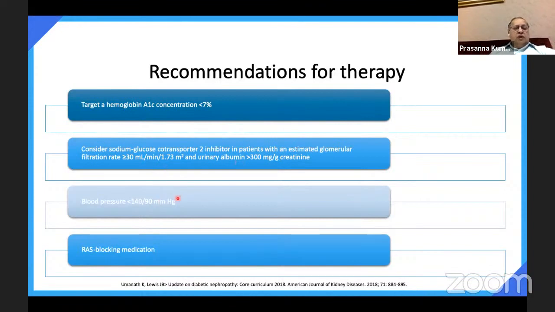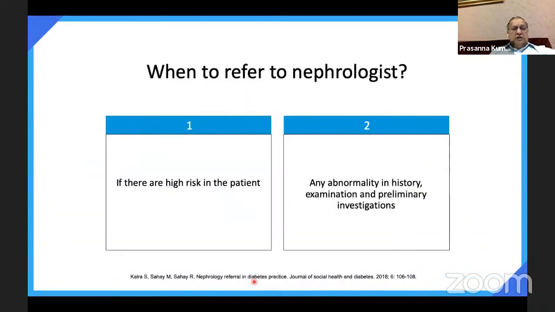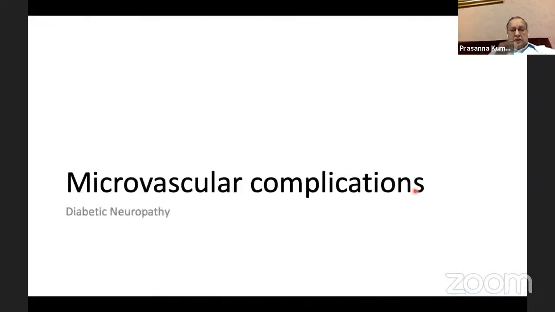Please keep blood pressure less than 140/90. If possible, 130/80 is better than 140/90 in a patient with renal disease. And RAS blocking medication, as I said, can be used. When to refer to a nephrologist? If there is a high risk in the patient, or any abnormality in history, examination, or preliminary investigations which shows this may not be diabetic kidney but other causes, because some of these immunoglobulopathies respond very well to steroids.